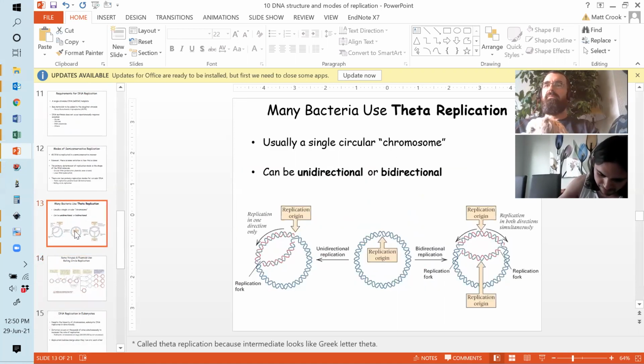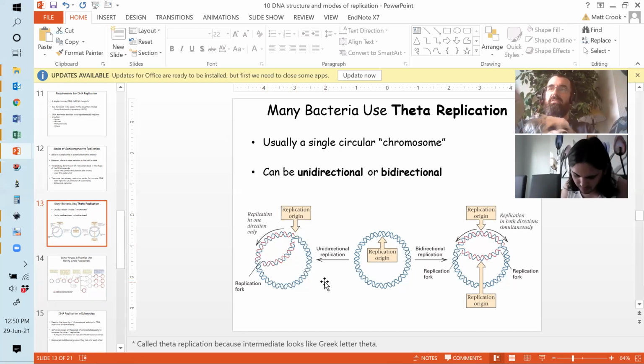So theta replication is called as such because it actually looks like the Greek letter theta, right, which is kind of like a circle with a line across. If it's unidirectional, then that replication fork just goes all the way around and ends up getting back to the start, the origin of replication. If it's bidirectional, then you have two forks and those spread.